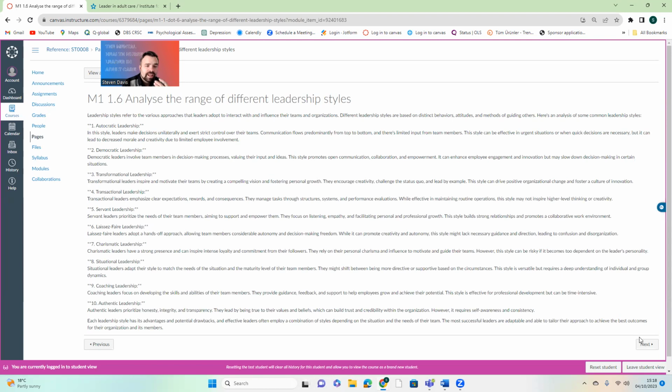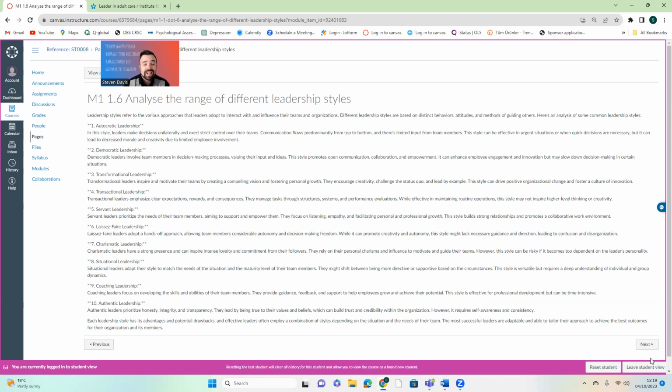And then ultimately, you then need to analyze a range of different leadership styles. So you've got those here. You've got your autocratic leadership, so looking at communication from top to bottom, limited input, to your democratic, involving people, transformational, transactional, your servant leader, laissez-faire, charismatic. The one that's not on there, which I'd like you to have a look at, is the inclusive leader. So have a look at the inclusive leader.